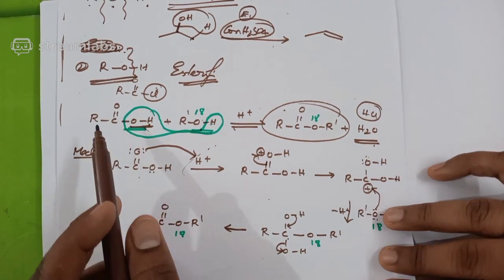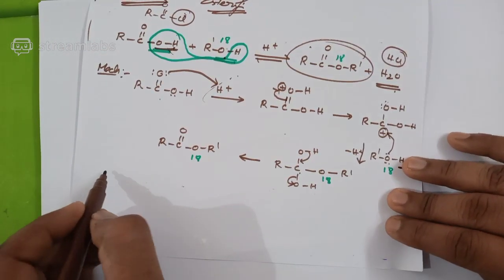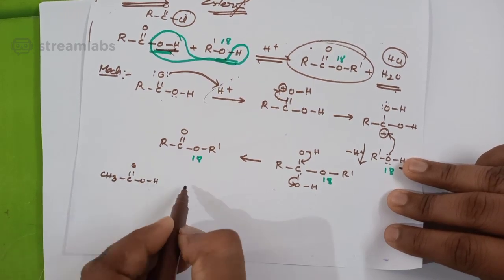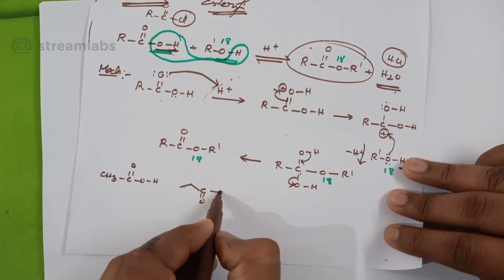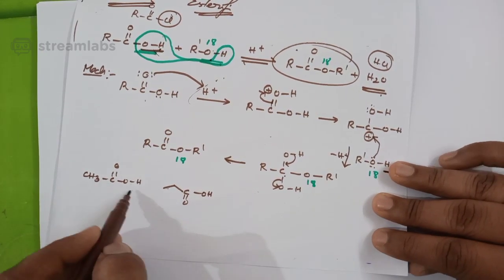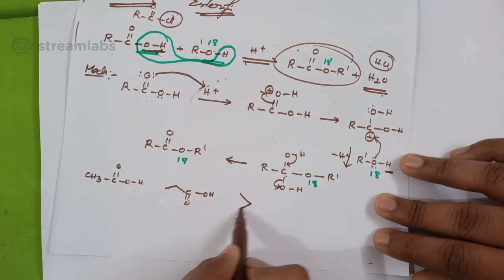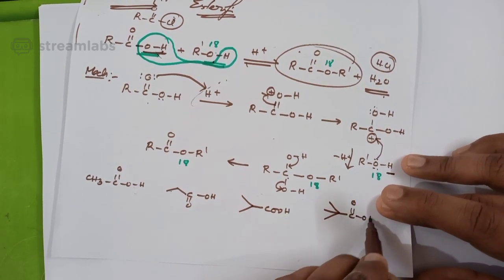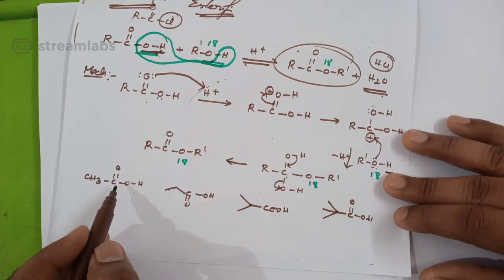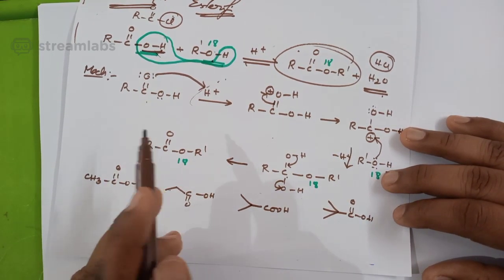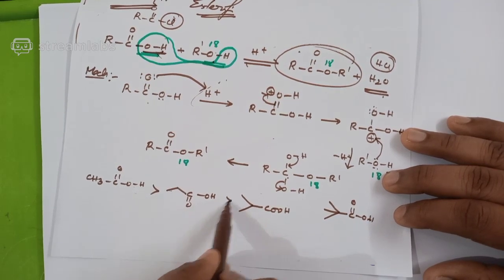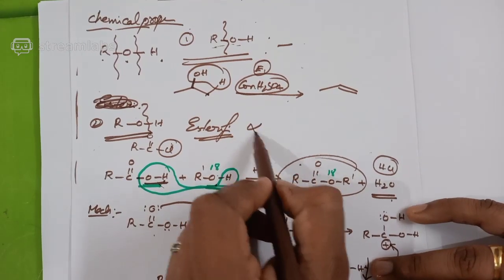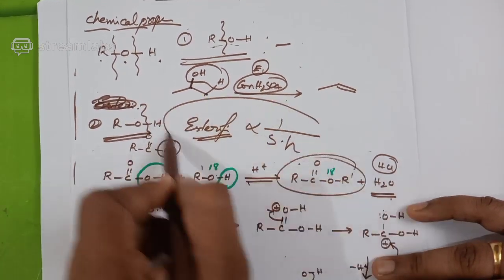The reactivity order of carboxylic acids: if I take methanol, ethanoic acid, propanoic acid, isopropyl and tertiary butyl groups, out of these four, which one is more involved in esterification? The first one, because it is less crowded. Esterification is inversely proportional to steric hindrance.